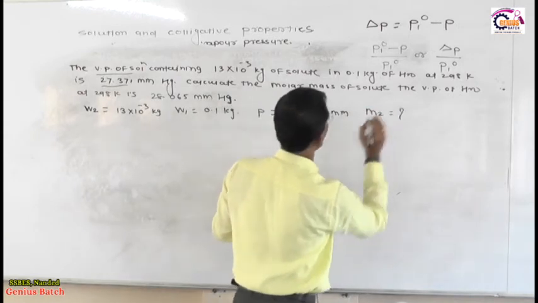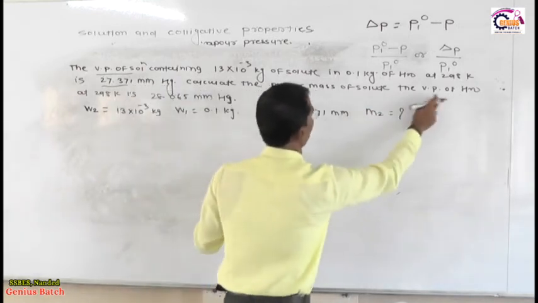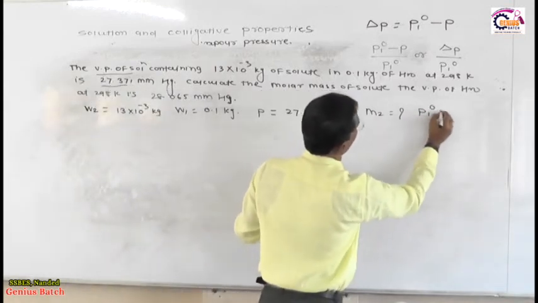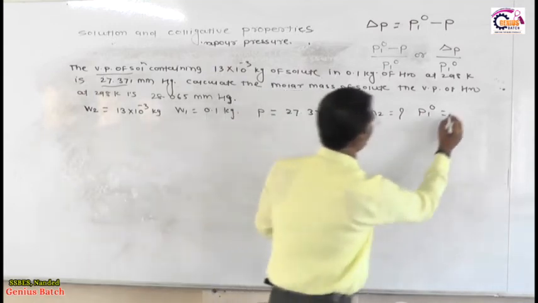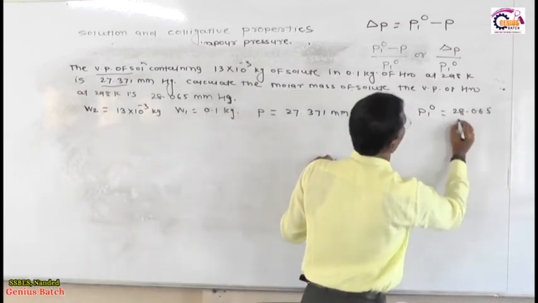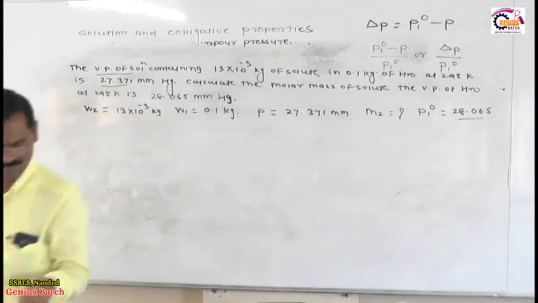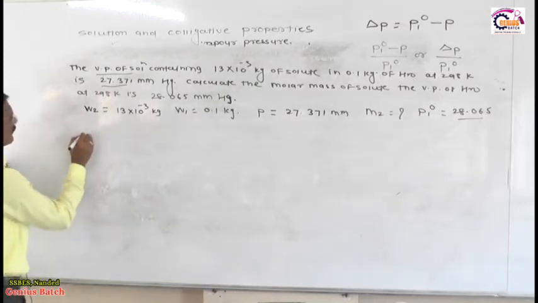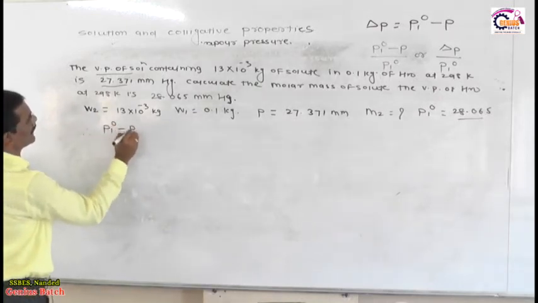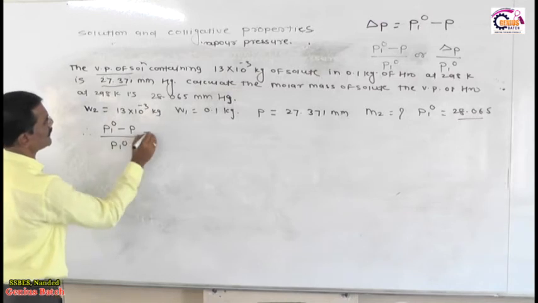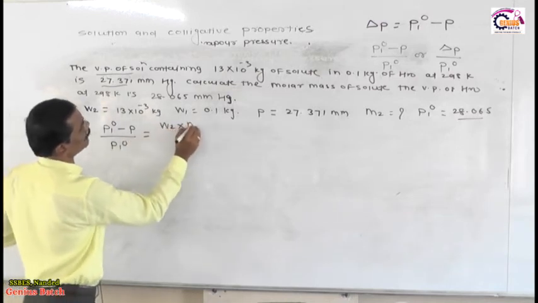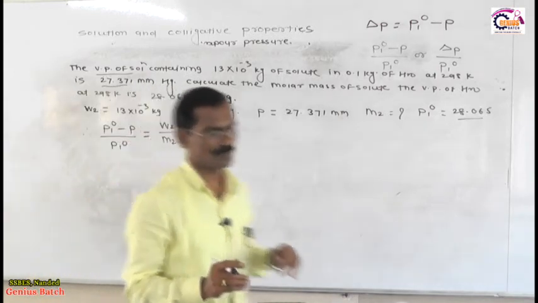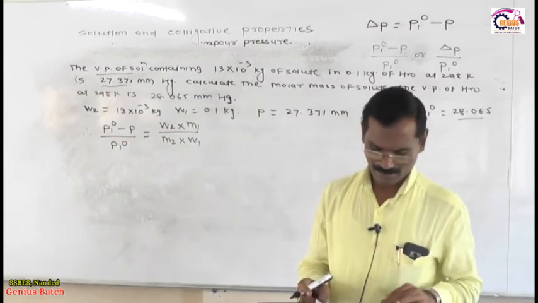They are asking you for the calculation of M2. Water is the solvent, and they are given the vapor pressure of solvent, that is P10 is equal to 28.065. So this is the given data in your problem. Now dear friends, what is the formula? Therefore P10 minus P upon P10 is equal to W2 into M1 divided by M2 into W1.